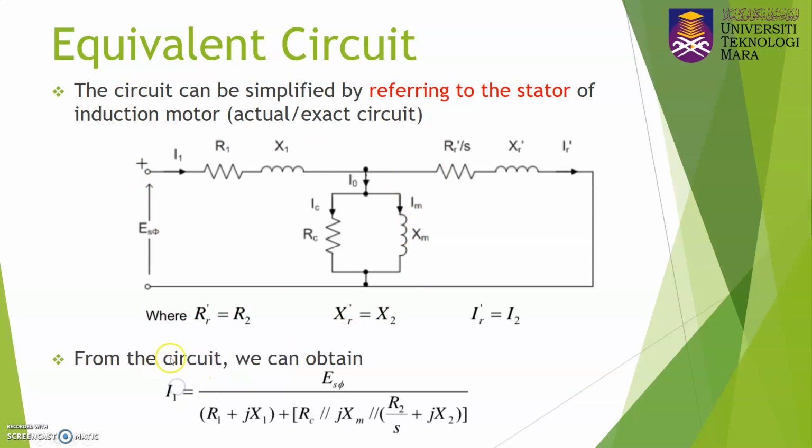From the circuit you can obtain the value of I1 as the supply voltage ES phase divided by R1 plus jX1, in series with RC parallel with jXM parallel with R2 over S and jX2. Here you put the elements in series, and here RC is parallel with jXM and parallel with the rotor branch. After you simplify this, then you put it in series with R1 and X1. Then you divide the ES phase by the whole Z equivalent and you can get the value of I1.